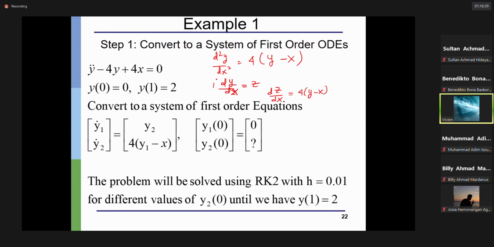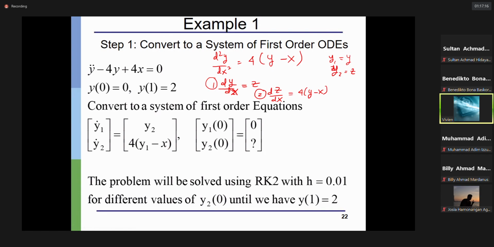So we have two equations. This is the first equation and this is the second. Now, z is y2, and y1 is y. So dy dx, y1 dot, will be equal to z, which is y2. And we have y2 dot, which is dz over dx, that will be equal to 4 times y, which is y1, minus x.